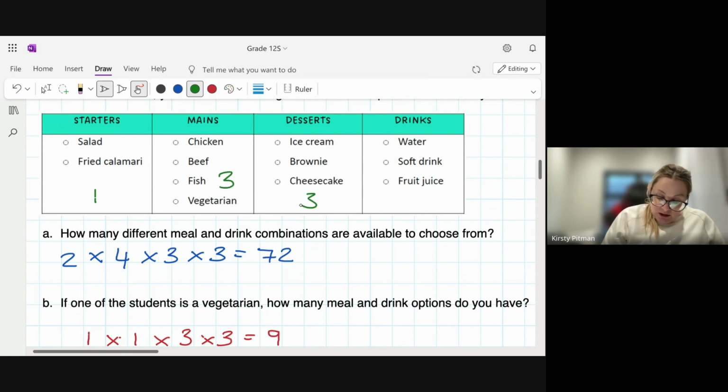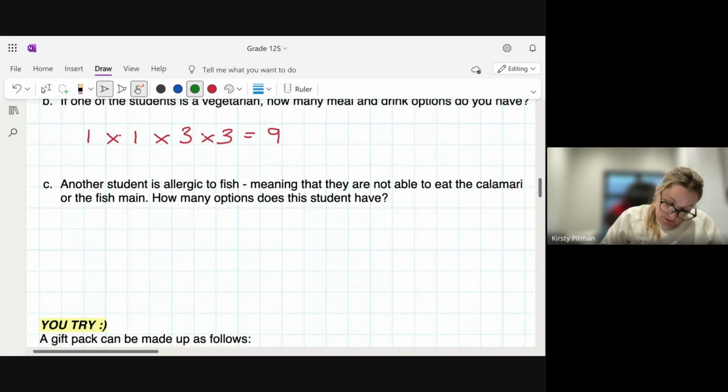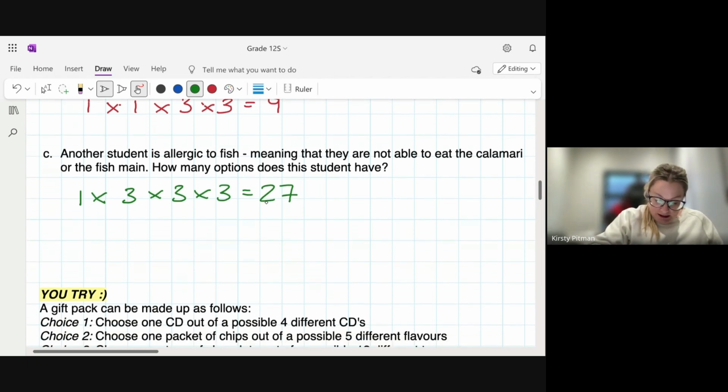Nothing in the desserts includes fish. So 3 and 3. So I'm going to have 1 times 3 times 3 times 3. And that gives me 27 options. All right. So we've done that together. Now you're going to try for me.